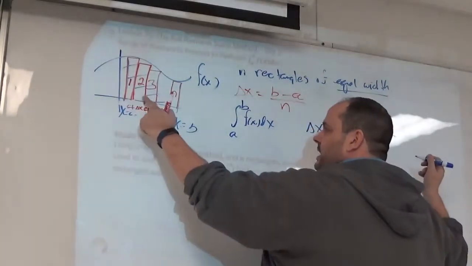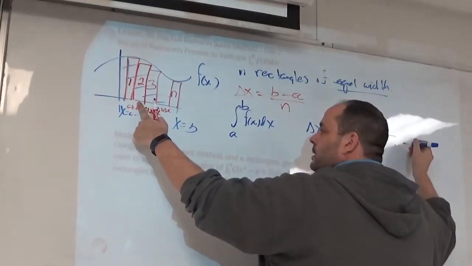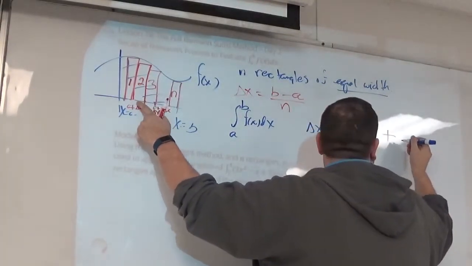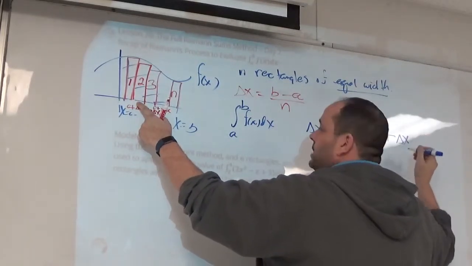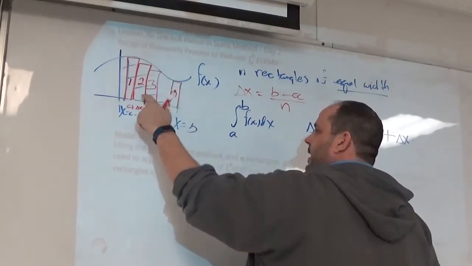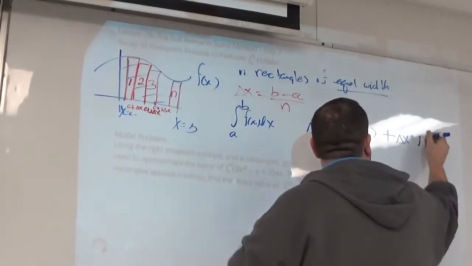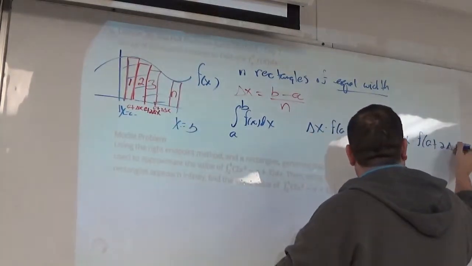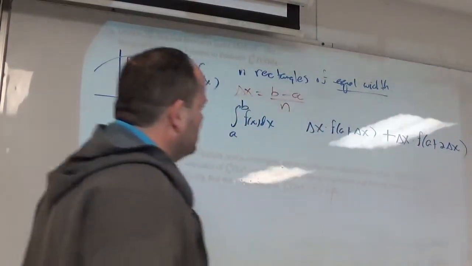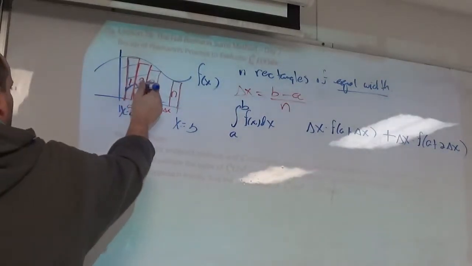Plus, now I go to the second rectangle. How wide? Delta x. How tall? How high up do I go? F of a plus 2 delta x. Henry's going to be frozen just for a little bit. We've got the first rectangle. We've got the second rectangle.